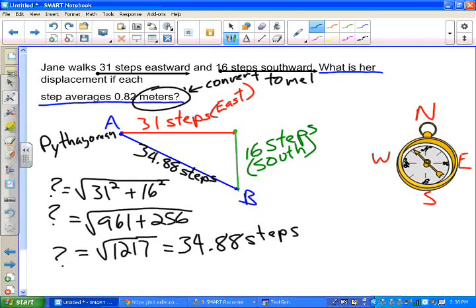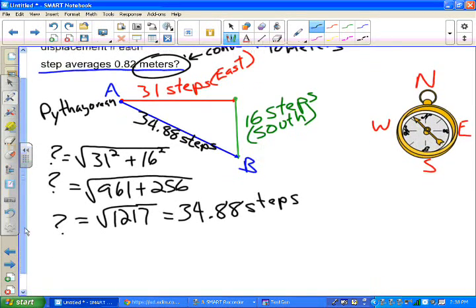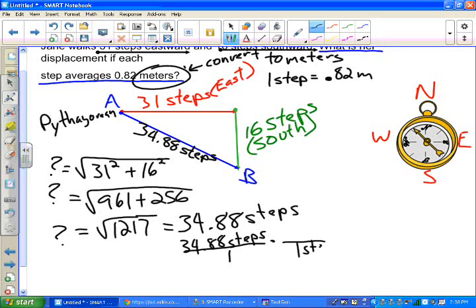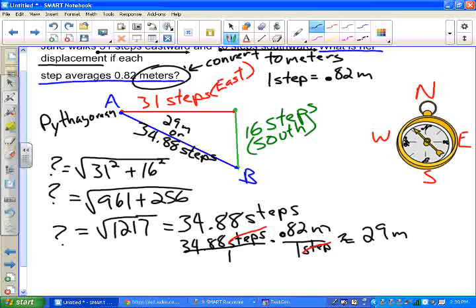But like I said before, I need to convert that to meters. So one step is equal to 0.82 meters. So now we need to convert that. So I'm going to say 34.88 steps over 1 times, I'm going to put the steps on the bottom for my conversion factor and the 0.82 meters on the top. I did that so that the steps units cancel out. And so if I take 34.88 and multiply it by 0.82, I get about 29 meters. It's like 28.6, but if we round it up, it's 29 meters. Well, we were asked for displacement.